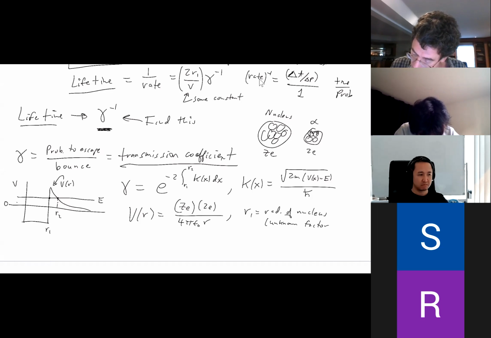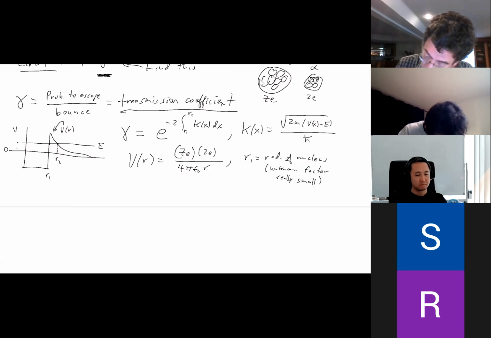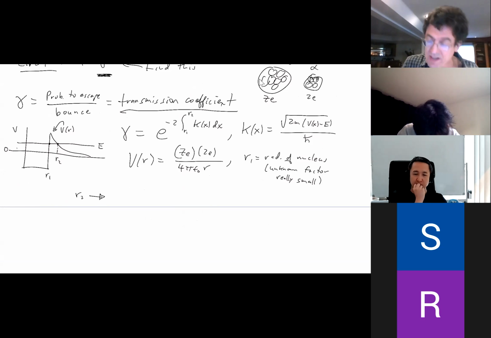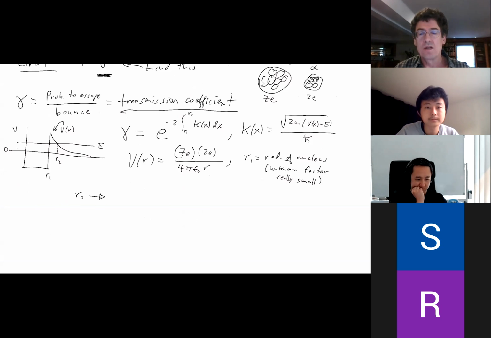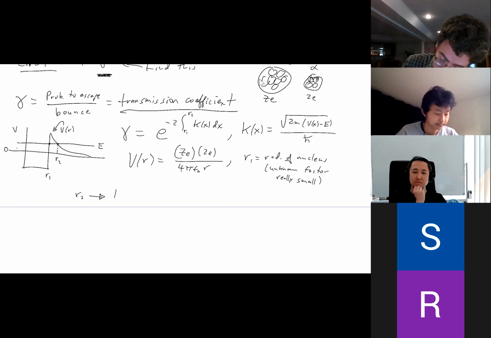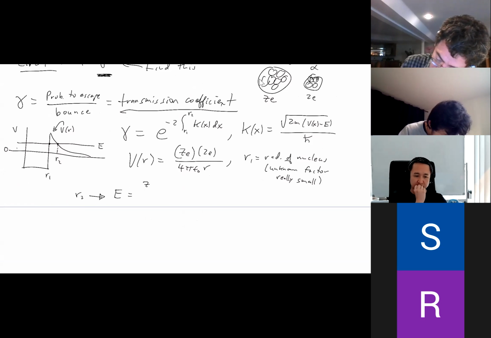All we know is that it's really, really small. R2 though, how do we get R2? We can find R2. We know R2. How do we get R2? Just set the energy equal to the V of R. Exactly. Set energy equal to 2Ze squared over 4 pi epsilon naught R2.